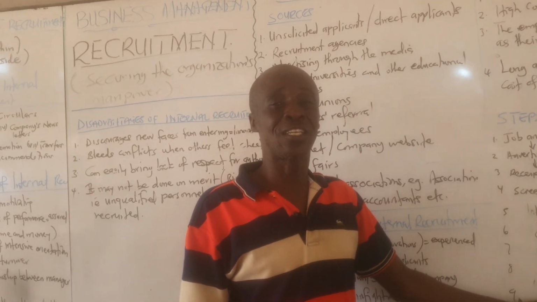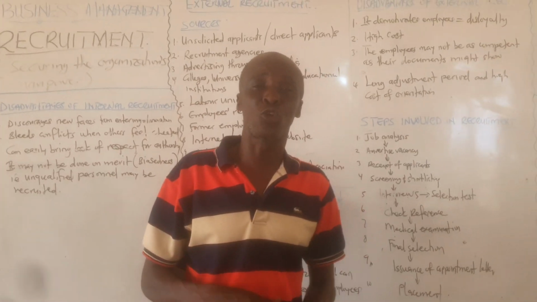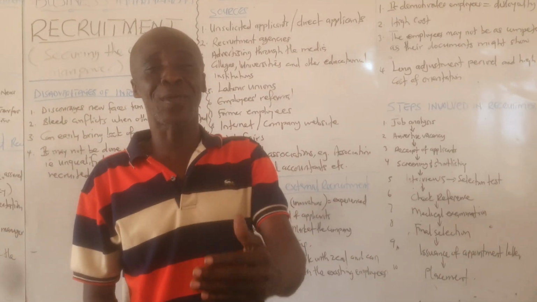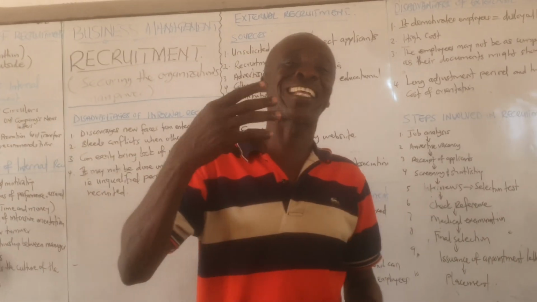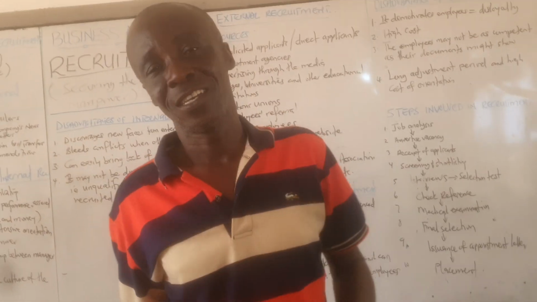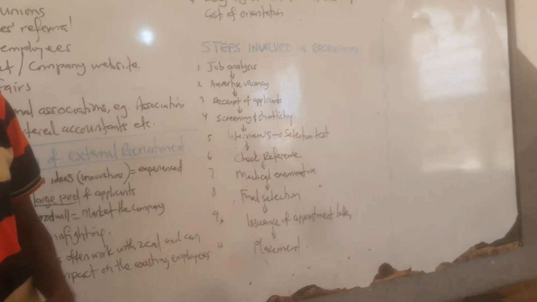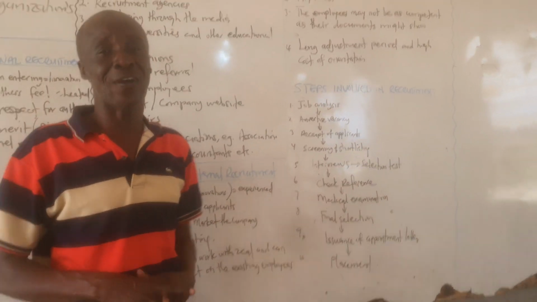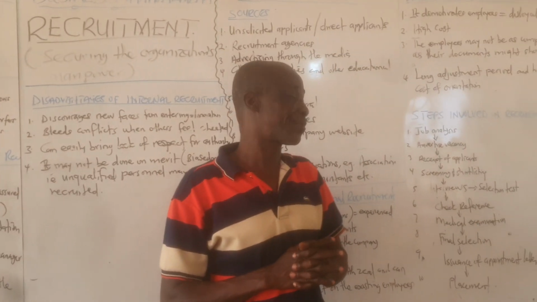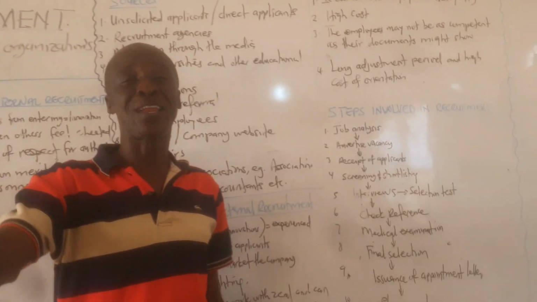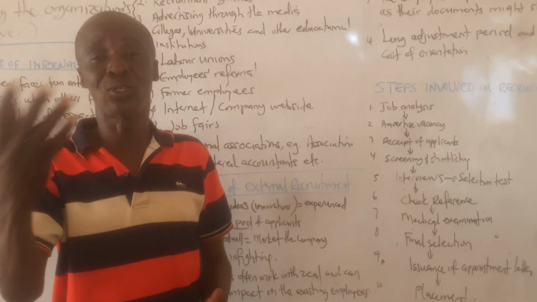Then once you are chosen, remember, it's a contract. You apply for the job, so you made an offer. It is the company that is going to accept your offer, and they can only accept your offer by giving you an appointment letter. So when you are issued with your appointment letter, then the company has accepted your offer. So long as you have not received the appointment letter, your offer has not been accepted. Then finally, you will be placed on the job. Placement. You will now be placed on the job, and then you start the work.